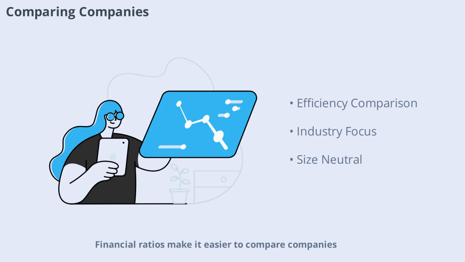Financial ratios make it easier to compare companies, even if they're different sizes or operate in different markets. By focusing on ratios instead of raw numbers, you can spot which companies are more efficient, profitable, or stable. Always compare ratios within the same industry for the most meaningful insights. This approach helps investors and managers make better choices.